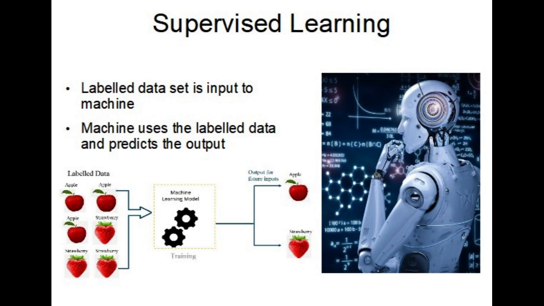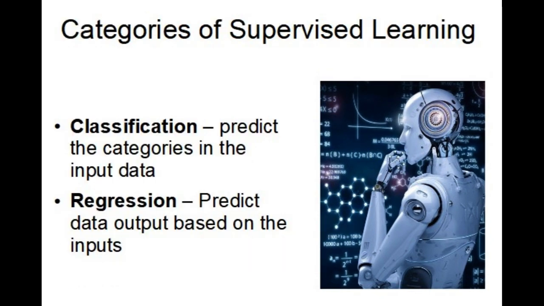In the image, we can see an example where apple and strawberry are labeled inputs and output for the future inputs are ready. There are two main categories of supervised learning. One is called classification and the other one is called regression. Classification helps to predict the categories in the input data. Like identifying the kind of fruit we have seen falls under classification.